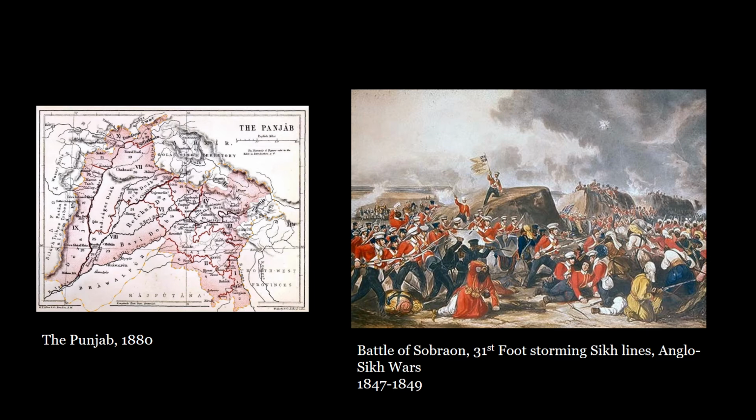Ranjit Singh dies, and he leaves a very unpopular first son as his heir. And this internal strife weakens the Sikh Empire significantly, and the East India Company is there waiting to take advantage, and they make their play for the Punjab.